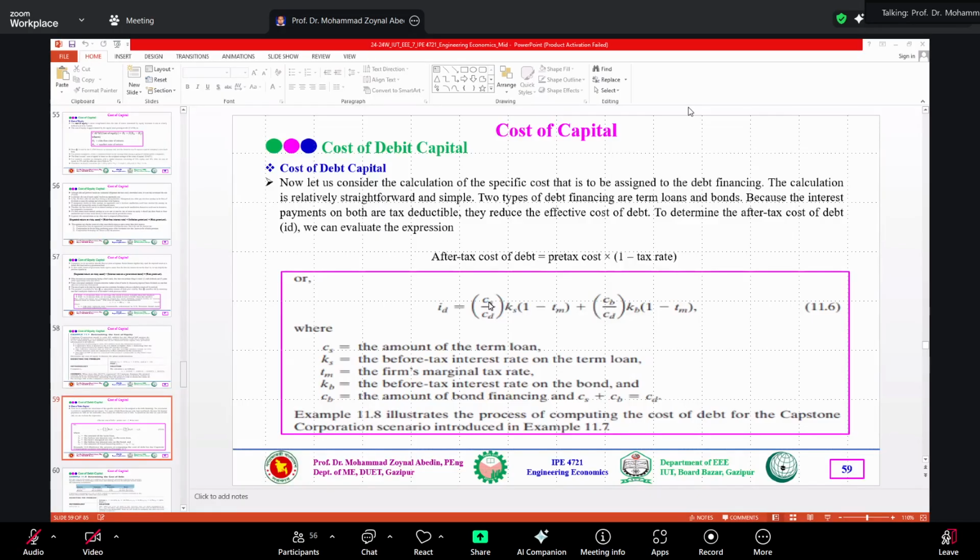When you write down CS by CD, it will be a fraction. This fraction will be used in multiplication with KS. Here, the fraction will be multiplied with KB relatively. And in every case, we have to multiply by 1 minus TM, meaning the tax rate. Now, CD is the amount of debt financing, meaning CD equal to CS plus CB. Okay, this will be CD, not CB. So CD equal to CS plus CB.